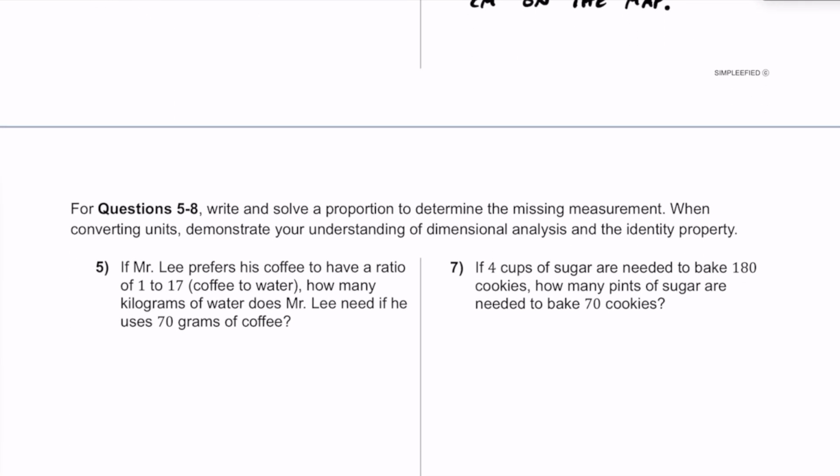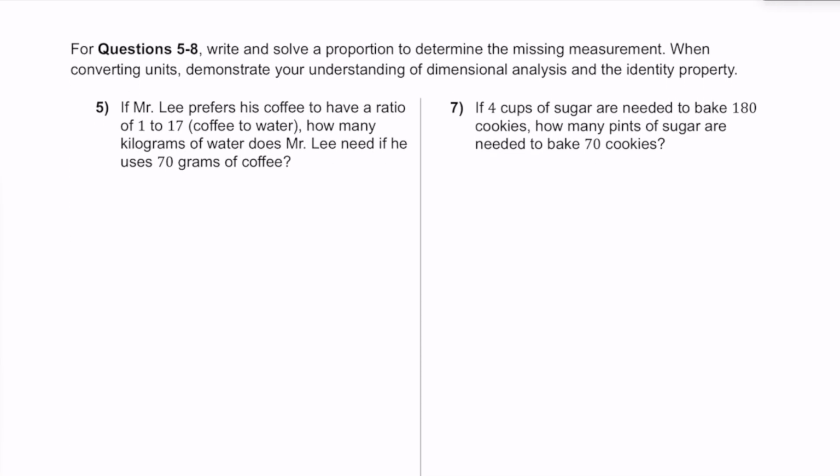All right, let's check out number 5 through 8. These ones are going to be a little bit different. In these ones, we're going to have some units that need to be converted, so please be careful when you are looking at those units.